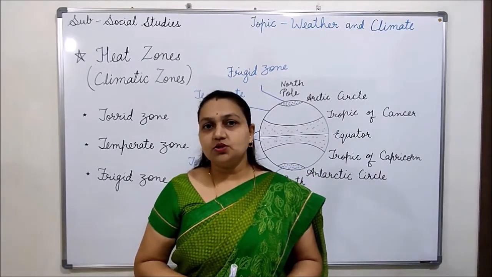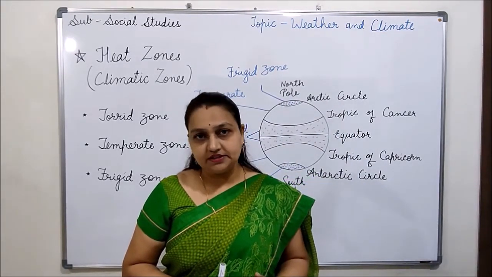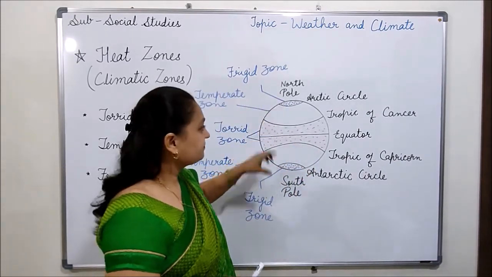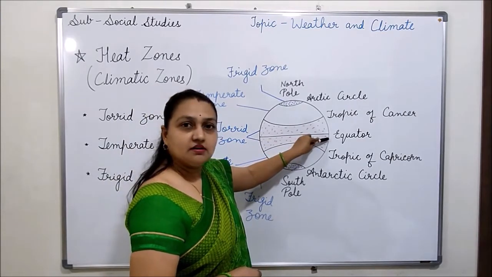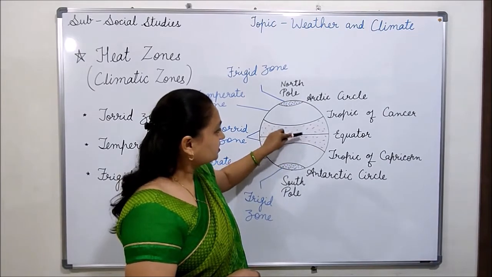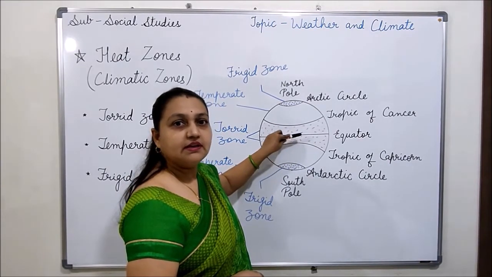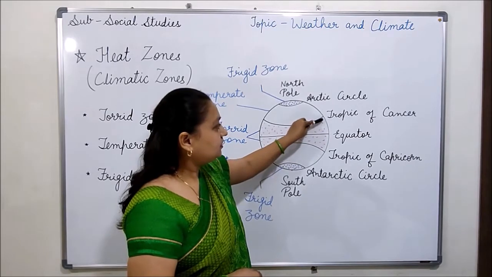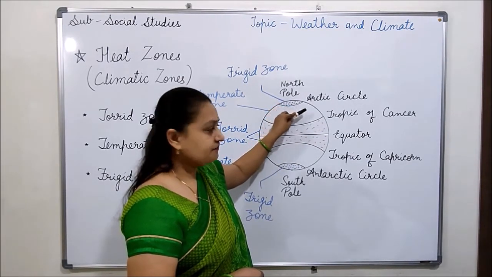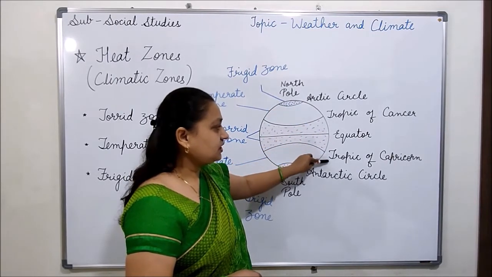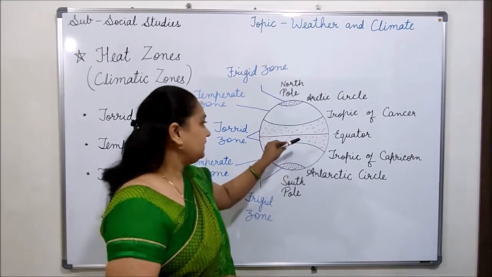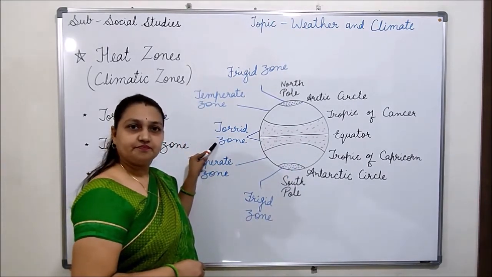Torrid Zone is also known as the tropical region or the tropical zone. Here you see in this figure, this is the equator. The Torrid Zone lies on both sides of the equator. It lies from the equator to the Tropic of Cancer in the northern hemisphere and from the equator to the Tropic of Capricorn in the southern hemisphere.